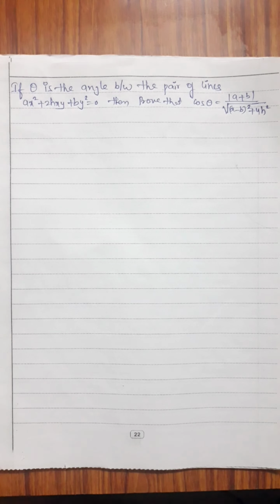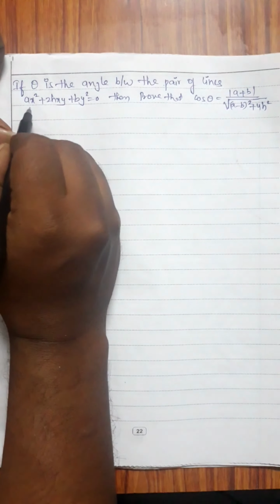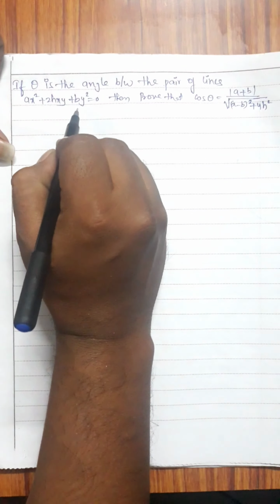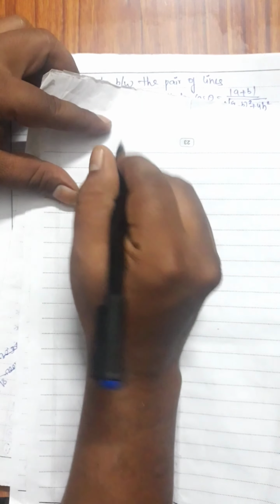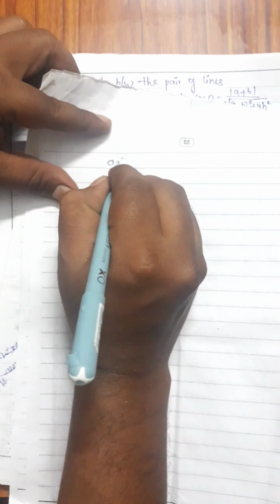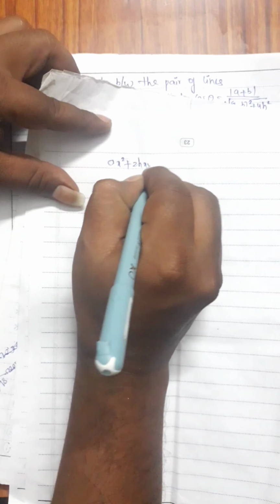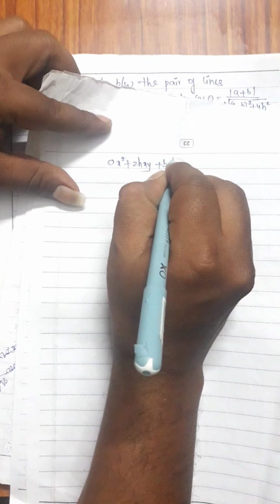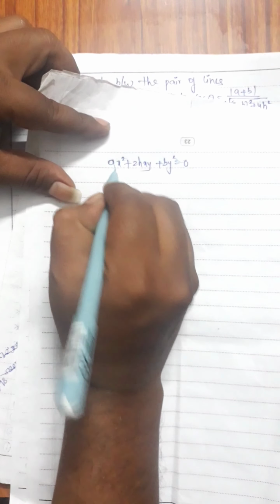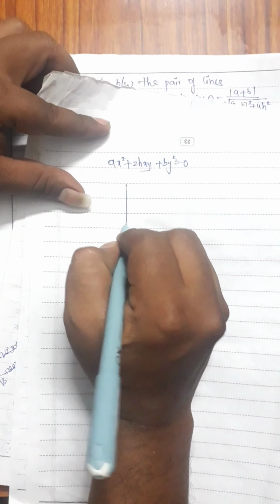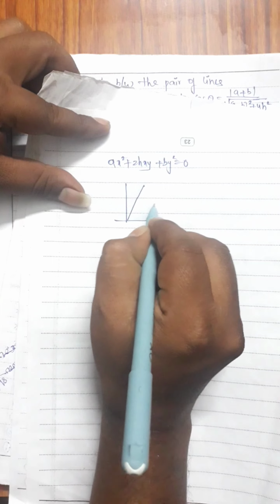So what is given here? Given that ax square plus 2hxy plus by square is equal to 0 represents a pair of straight lines. So now, always ax square plus 2hxy plus by square is equal to 0 is a second degree equation in x and y. So it always represents a pair of straight lines which pass through the origin. It means they represent two lines which are through the origin.